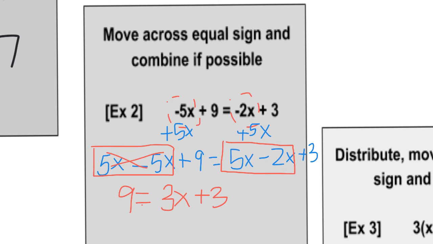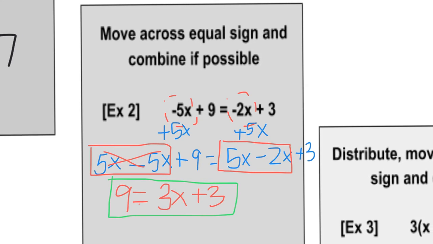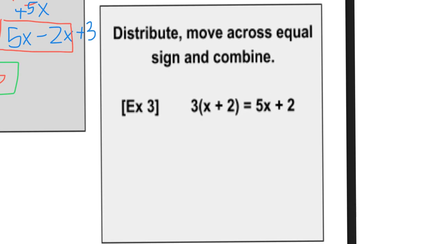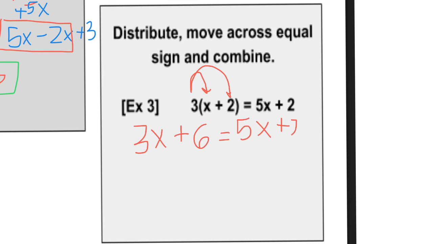So again, on this one here, we have successfully moved our variables to one side. Now, on the last one, example 3, this time we have to distribute, move across the equal sign, and then combine. So the first step is to distribute. 3 is our distributor, and it is going to both x and 2. So 3 times x is 3x, 3 times 2 is a positive 6, and that is equal to 5x plus 2.